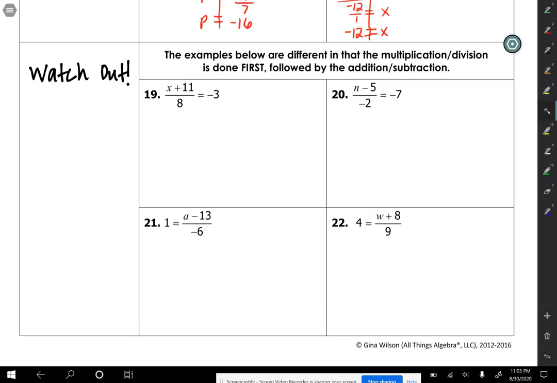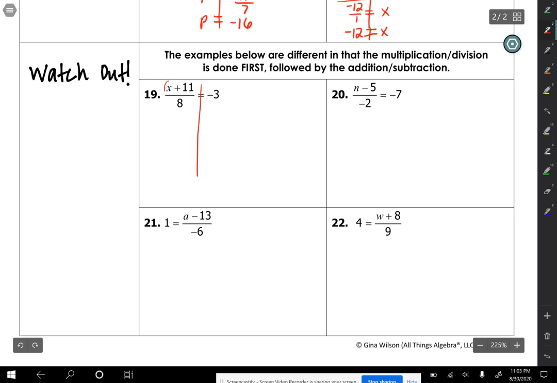So at the bottom of these notes, there's a warning. The examples below are different in that the multiplication division is done first, followed by the addition and subtraction. All right, so you'll kind of hear this when I read it out loud, but number 19 says x plus 11 divided by 8 equals -3. Notice that the division by 8 is actually further away from the x because I read it later. So listen again. X plus 11, then divided by 8. So the divided by 8 is after the addition of 11.